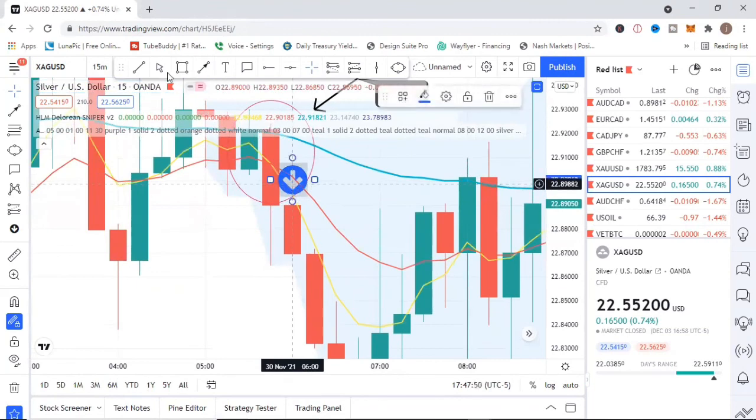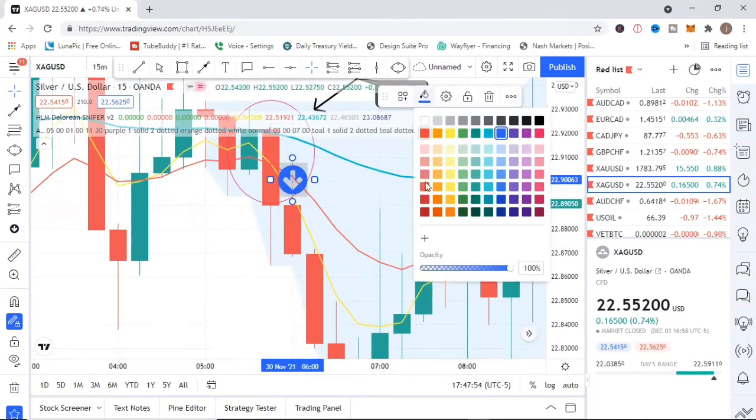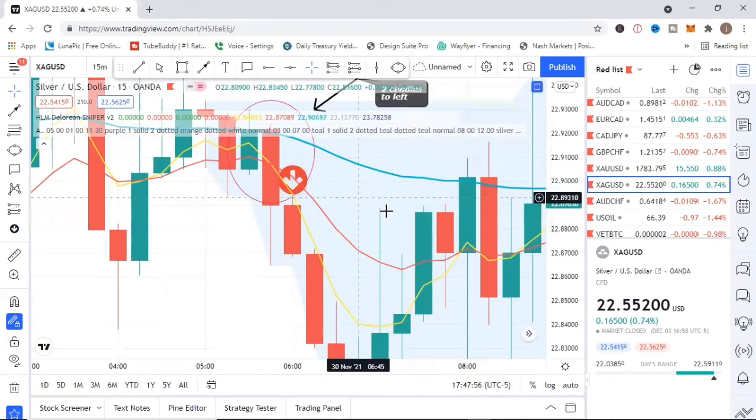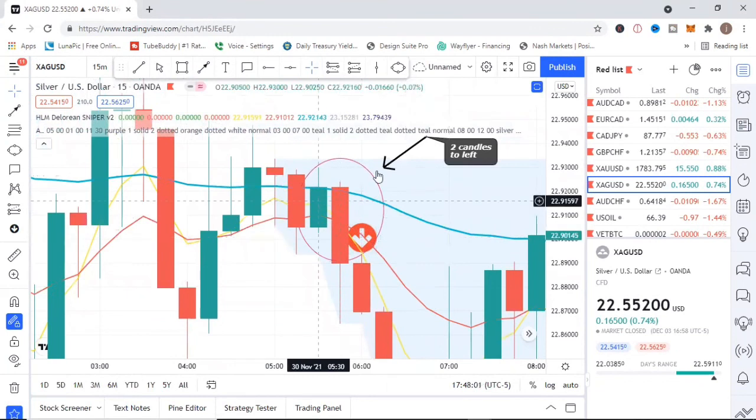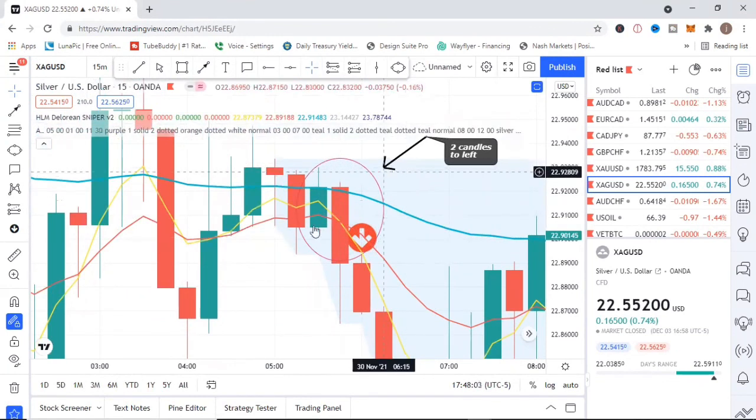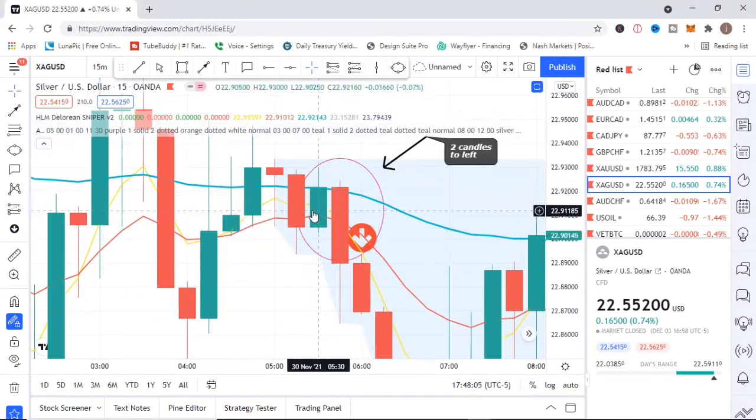Now let's actually put this color to red because we're selling, so you guys will be able to understand what's going on. Right, so now this is an example of a DeLorean. So we have a red candle right here and a green candle. Is this red candle here bigger than the green candle? That is step one. Absolutely yes, this red candle is absolutely bigger.